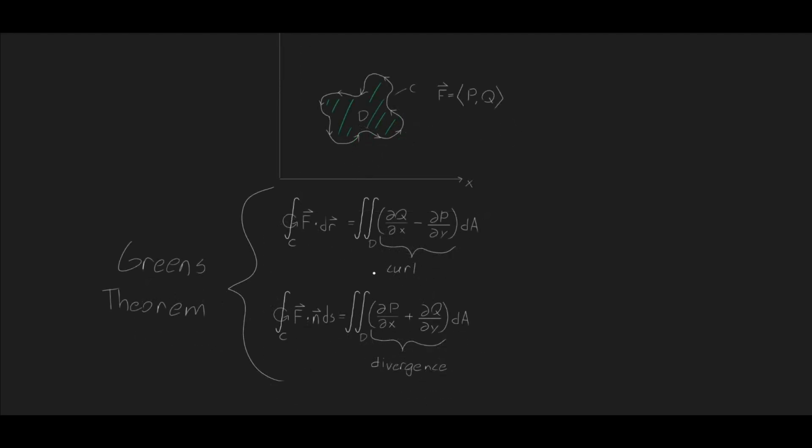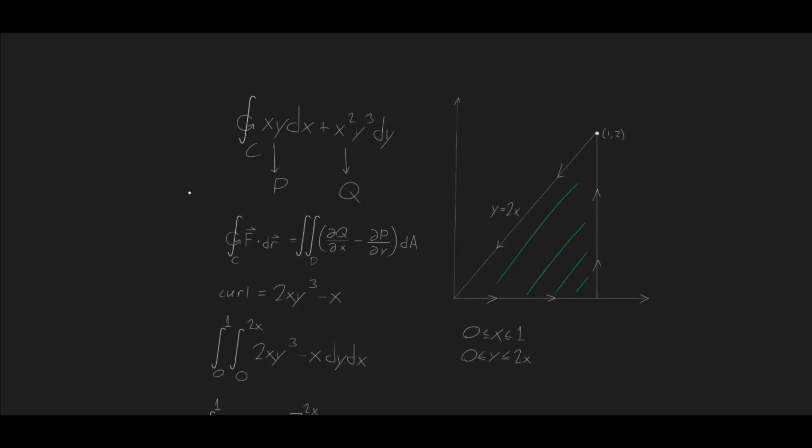So what exactly is the curl or the divergence of a vector field? Well, the curl of a vector field is the tendency of that vector field to rotate or curl around a point, while the divergence is kind of like the opposite. It's the tendency of the vector field to diverge away from the point. So let's go ahead and look at an example.